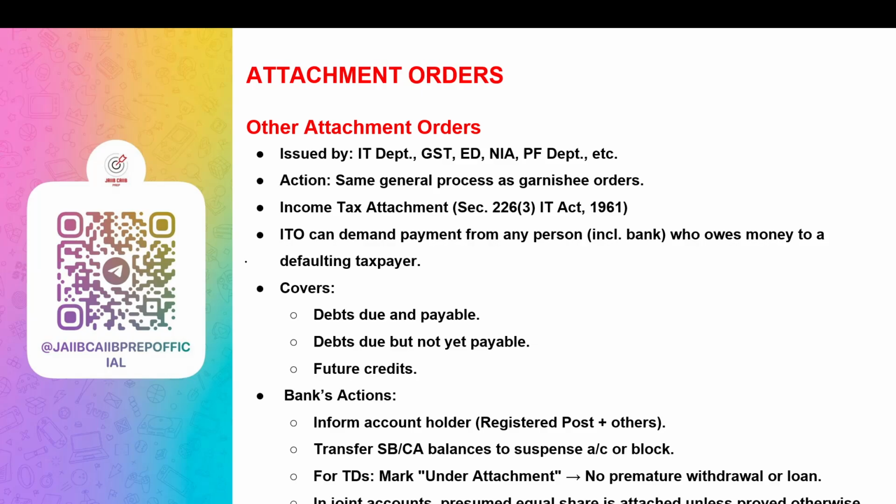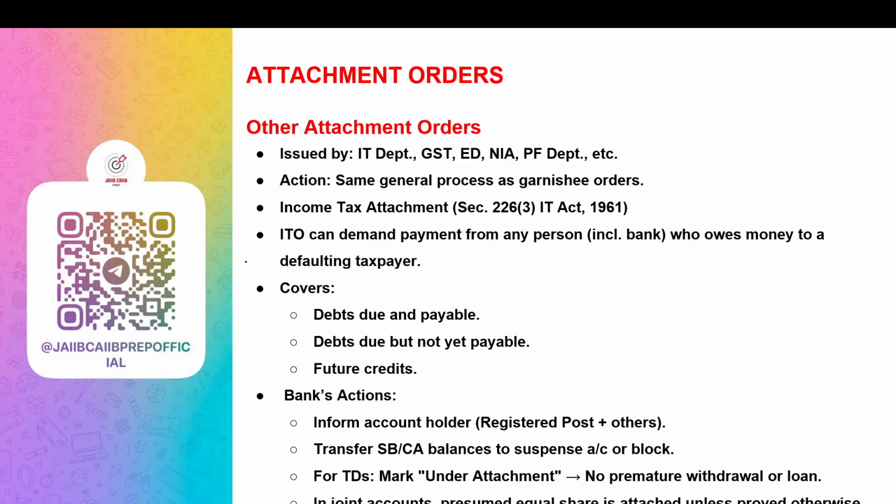Then there are other attachment orders, like from the income tax department and GST authorities. Besides courts, government authorities like GST authorities, ED, income tax and provident fund can also issue attachment orders to the bank. For example, if a person has not paid an income tax of 3 lakhs, the income tax officer can ask the bank to freeze his account and pay that amount. The income tax officer can write to the bank asking it to pay the customer's balance either immediately or when the money becomes due in future.